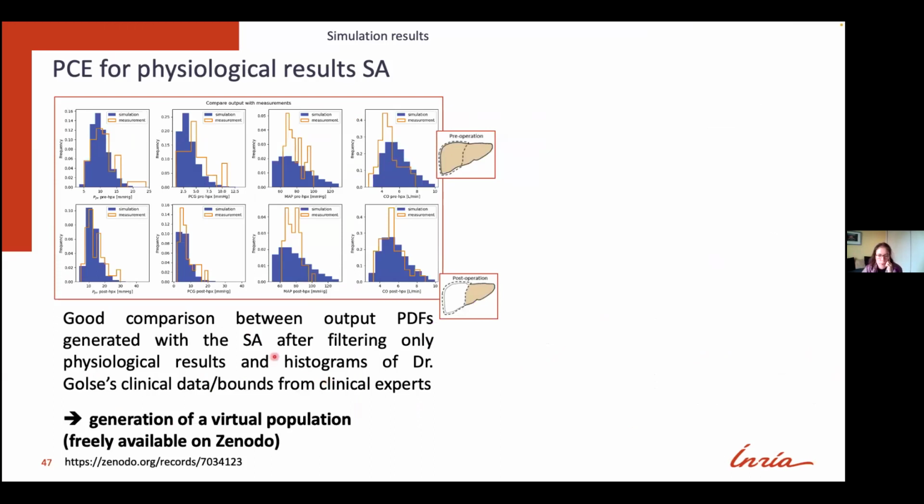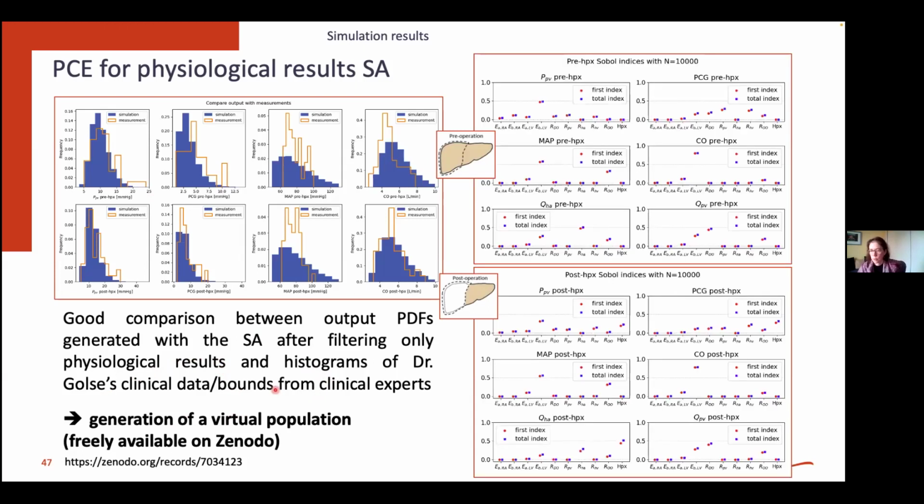And now, in fact, all our outputs are within bounds that are clinically acceptable. So this allowed us to generate a virtual population that we shared with everyone that wants to access it. Because we used a polynomial chaos expansion for the reduced model, it's very easy to compute the Sobol indices from that.